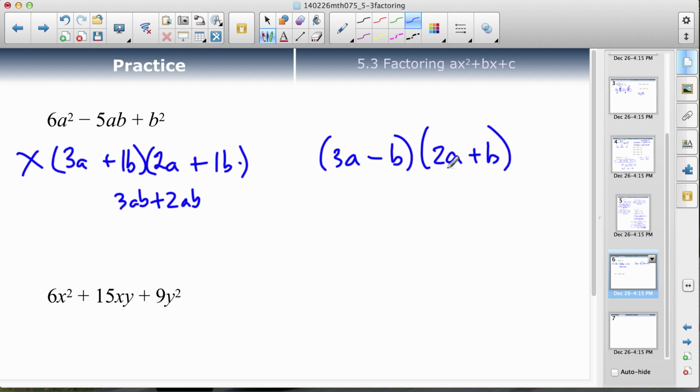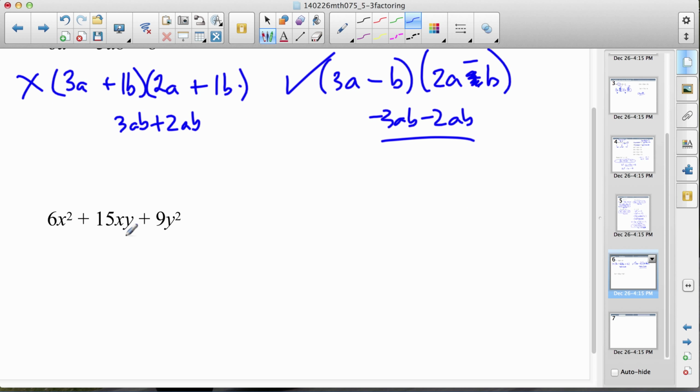Let's just confirm. 6a squared. Okay, this will be a positive 3ab. Oh, no. They're supposed to be both negative. Okay, 6a squared minus 3ab minus another 2ab and plus b squared. The first term and the last term I always get right. It's just this middle one to see whether it comes out right. This one does come out right. That's my answer. Okay, one last one.